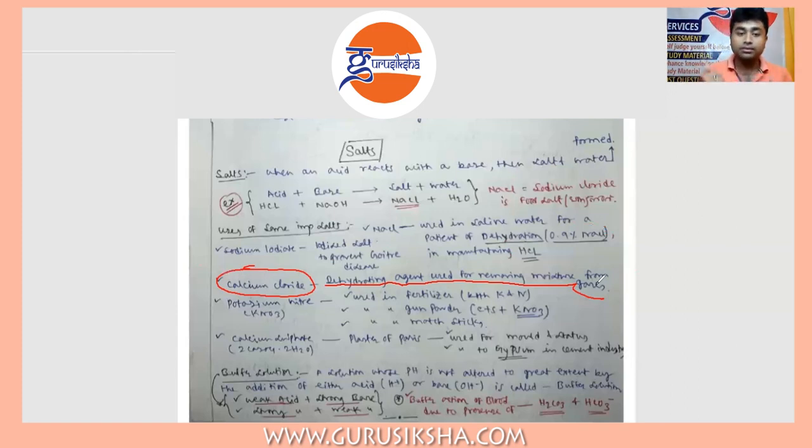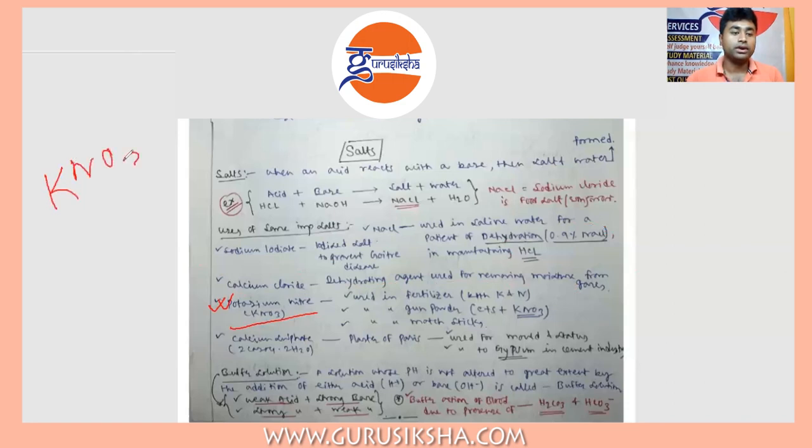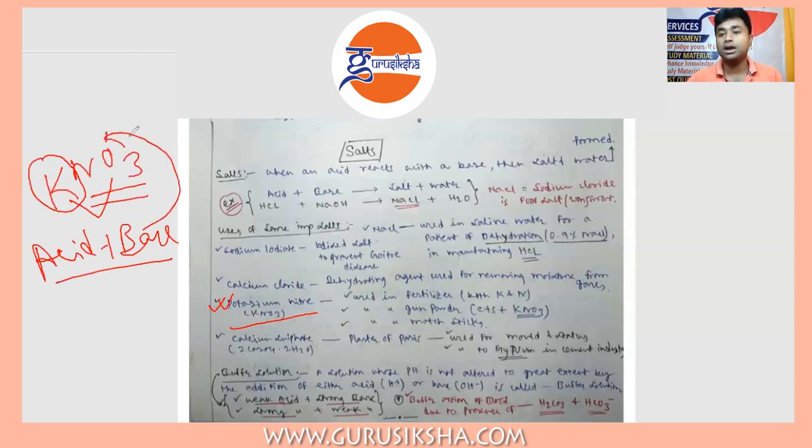Now I come to the fourth point, the fourth salt, which is called potassium nitrate. Do you know the chemical formula? The chemical formula of potassium nitrate is KNO3. NO3 is called the nitrate group and K is the symbol of potassium. Together they are called potassium nitrate. Similarly, this salt also comes from an acid plus base.